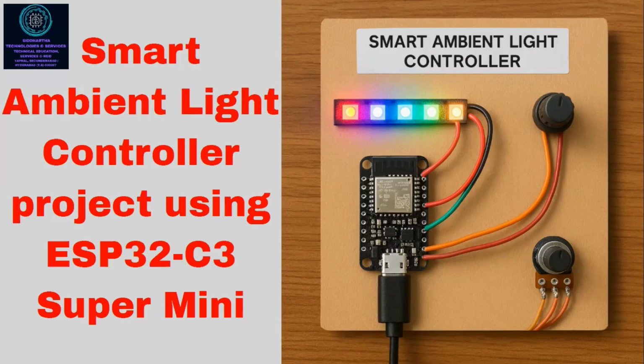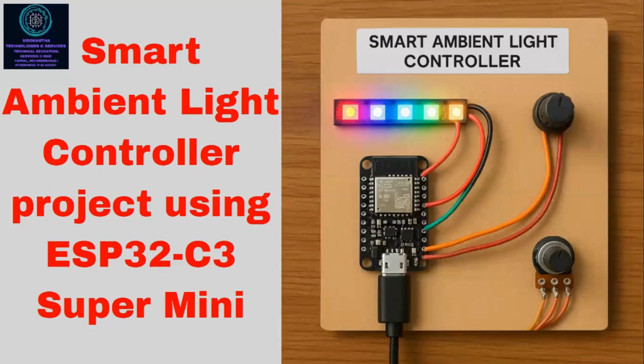The name of the project is Smart Ambient Light Control using ESP32-C3. The board is also small. It's a super mini development board. And the second point is that it is a very good example of pulse width modulation, that is, what we call a PWM controlled LED or light.